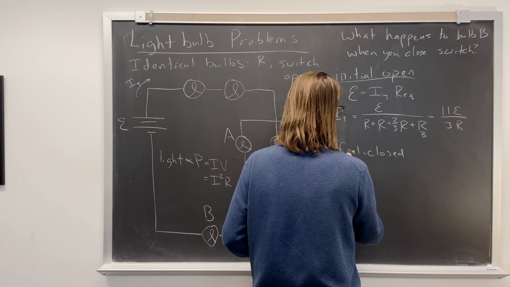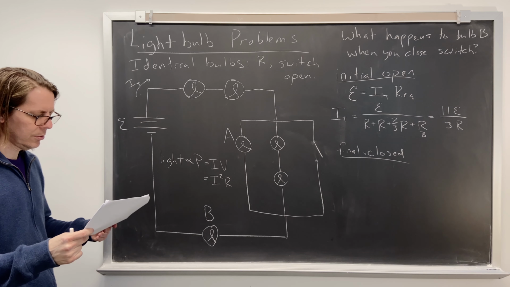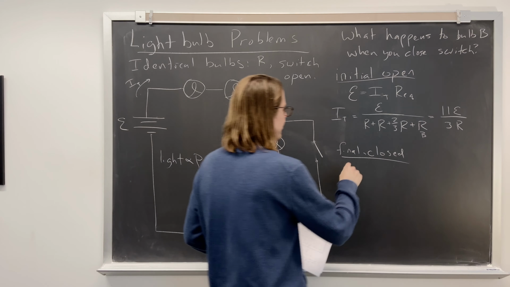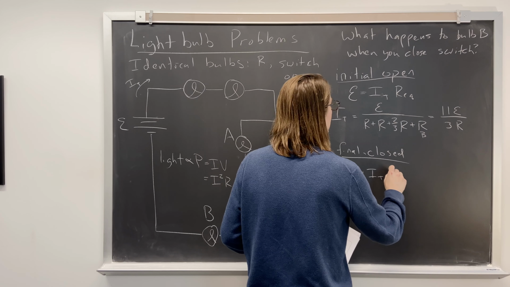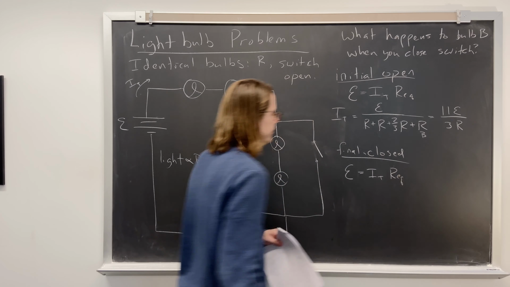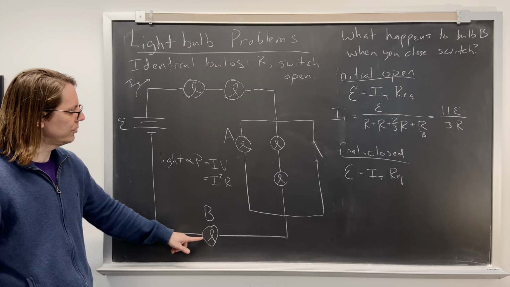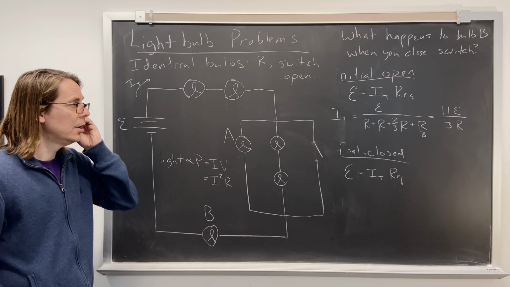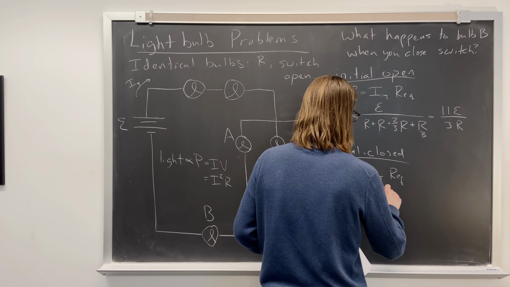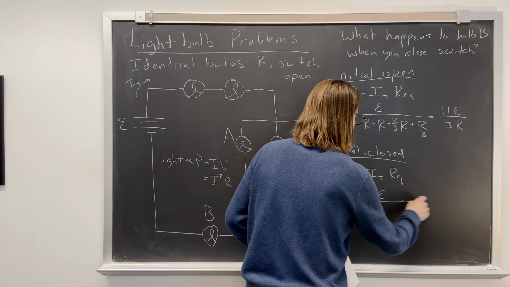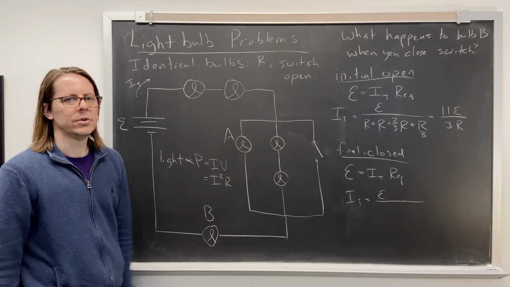Closed. All right, here we go. The EMF, same story. EMF is I total times R equivalent. It's the same situation. Open this or close, it doesn't matter. The total current through the circuit is going to go through bulb B. All right, so the I total is the EMF over R equivalent for the thing closed.